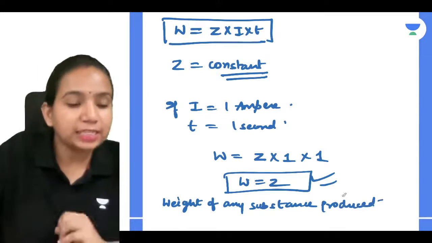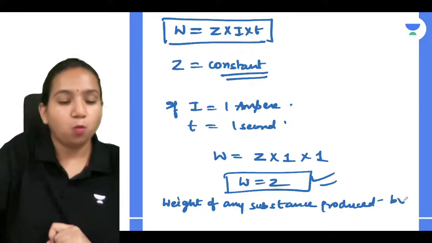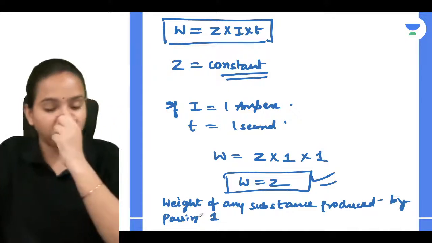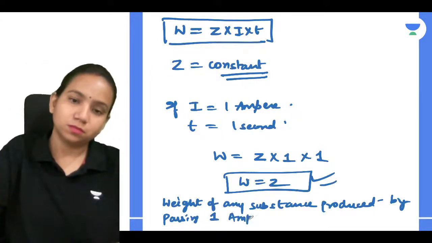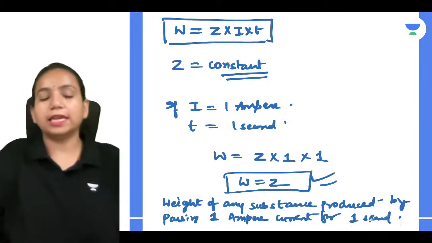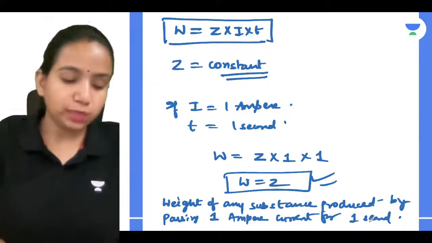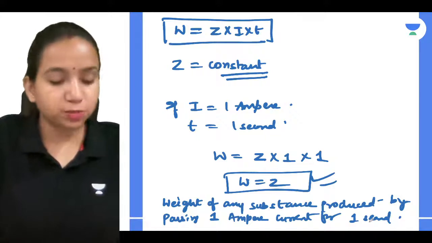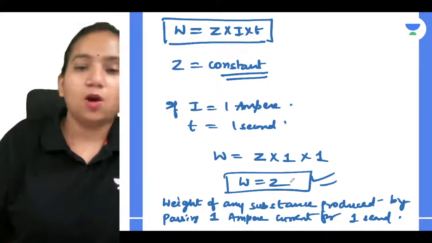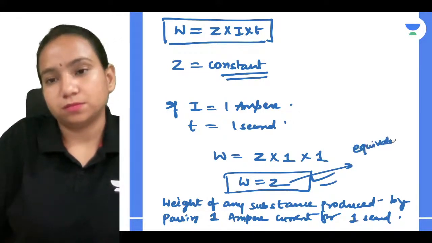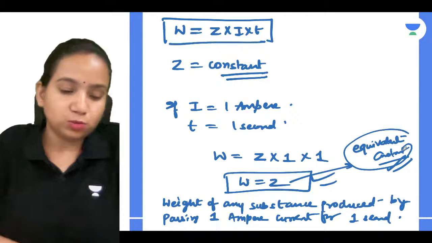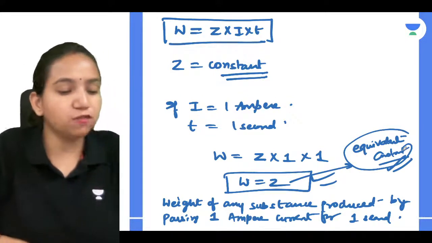So the weight of any substance produced by passing 1 ampere current for 1 second, one second, that's what we can understand, right? So what is Z, guys? Z is nothing but the weight of any substance produced by passing 1 ampere current for 1 second, and that is called Z, or it is also called the equivalent constant. So this is your Faraday's first law.